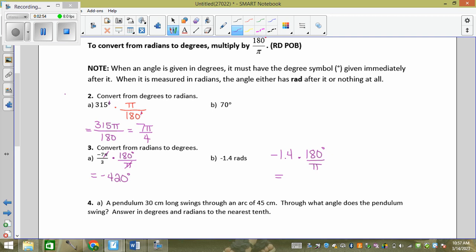Now what's negative 1.4 times 180? And then I'm not going to just put it over pi. I'm going to put the pi in. So I'm going to go negative 1.4 times 180 divided by pi. What do I get? Negative 80. Could we get decimals? Yes, then you just have to round to what they tell you to, right? So when it has a pi, the pi's cancel off, you can just multiply numbers. When it doesn't have the pi, you have to multiply the two numbers and divide by pi. Okay, you have to put the pi in.